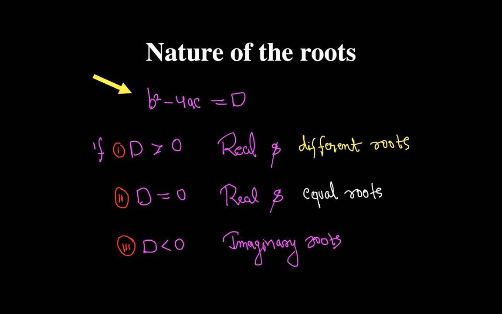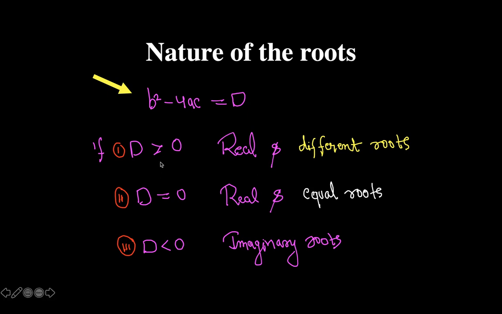So now we will start the nature of the roots. We know that the nature of the roots mainly depends on two things: b square minus 4ac. So this is called the discriminant. Okay, so everything depends on the discriminant.